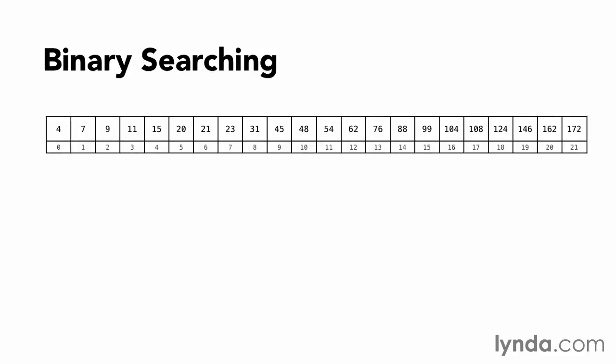Linear searches are clear, they're understandable, they're easy to write, and they're slow. But if the values in your array are in ascending or descending order, you can do a binary search instead. It's much faster, and here's how this works.